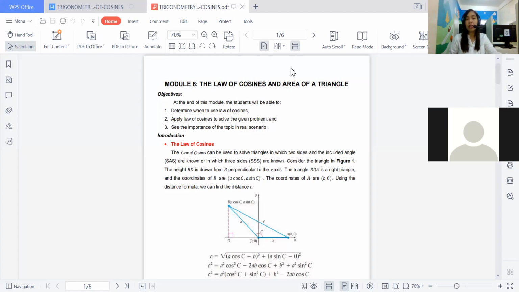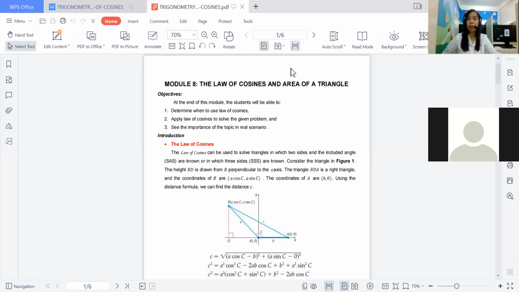The law of cosines can be used to solve triangles in which two sides and the included angle, or SAS, are known, or in which three sides are known. So it says there that we use law of cosines if we are going to encounter SAS, or side angle side postulate, and also the SSS, or side side side postulate.